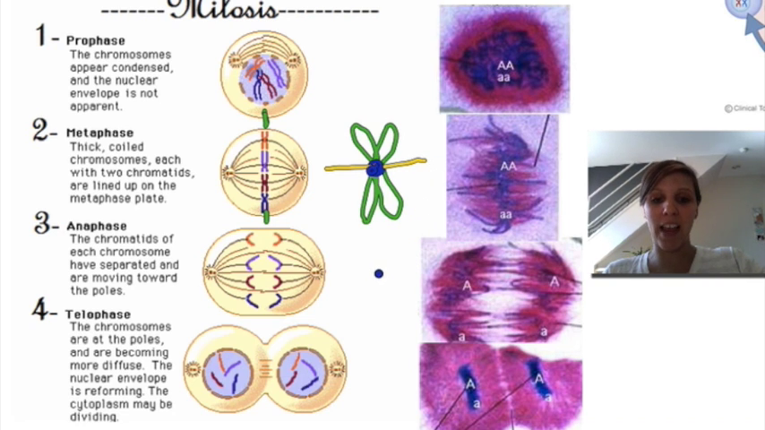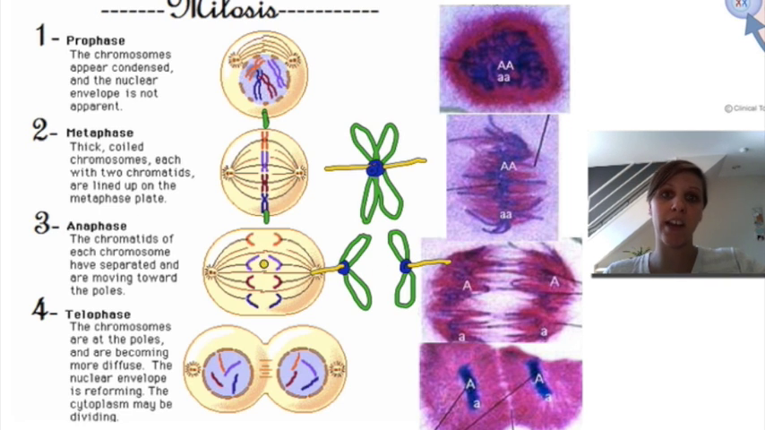So the next step is anaphase, and anaphase is important because we actually start to see the DNA divide. So here we have one sister chromatid being pulled one way, and then we have our other sister chromatid being pulled the other way. All right, so half of the DNA is going to one side and half the DNA is going to the other side. And finally, what we get in telophase is we get two new nuclei that are starting to form that are exactly identical to one another.